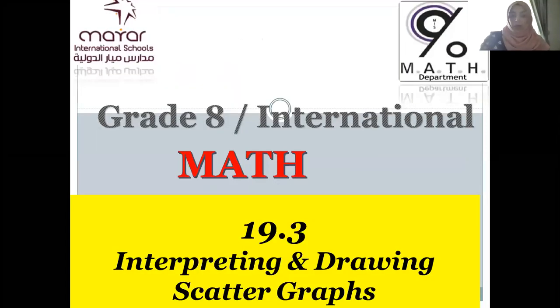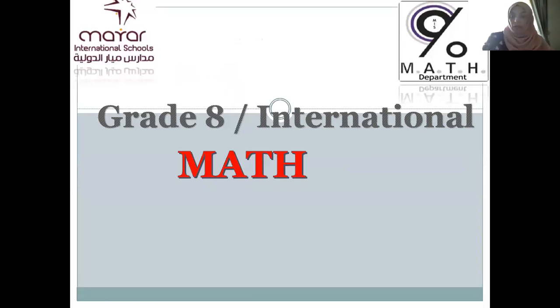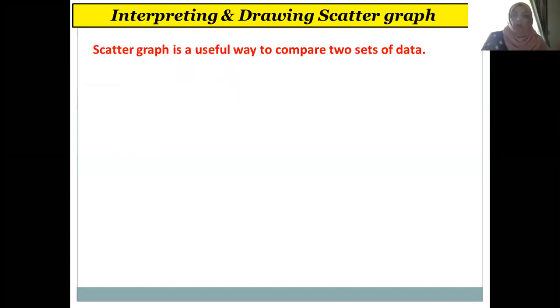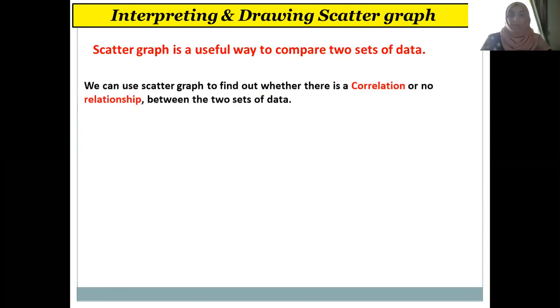Okay, so what we will talk about today is interpreting and drawing scatter diagram. We will discuss the meaning of scatter diagram, where do we use it, how can we use it, and what conclusion can we draw after interpreting a scatter diagram. The main outcome is to use the scatter diagram to compare between data. A scatter graph is a useful way to compare two sets of data, and we can use it to find out whether there is a correlation or no relationship between two sets of data.